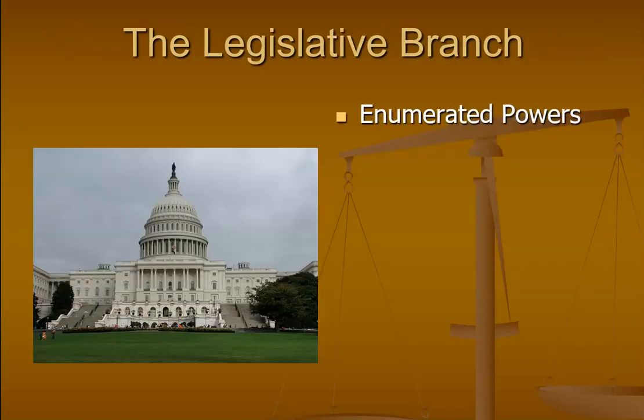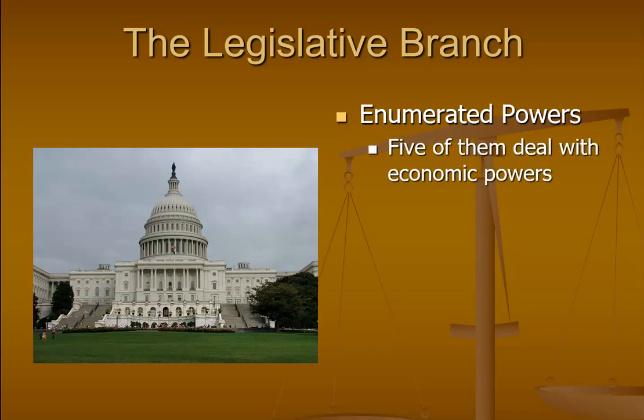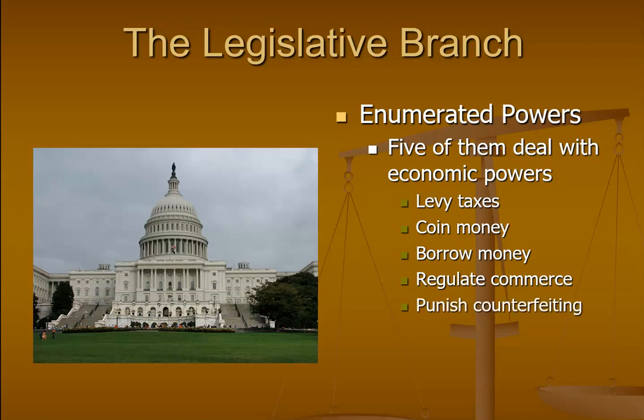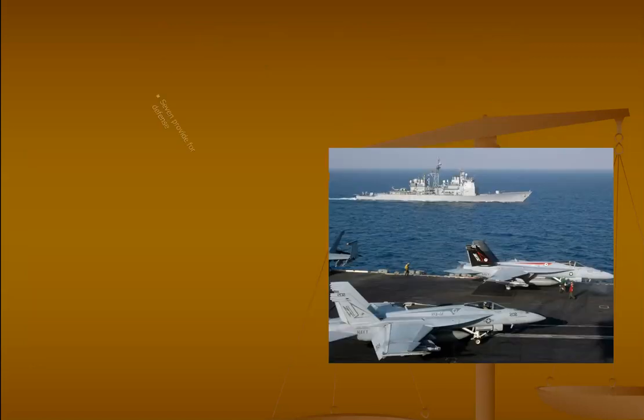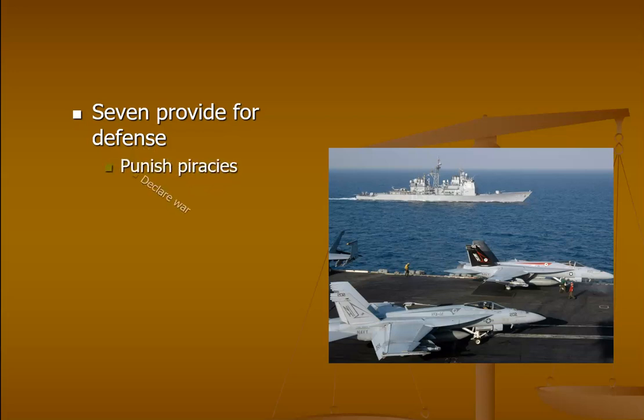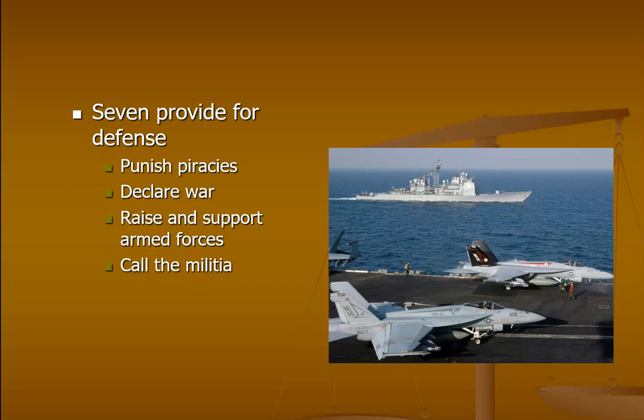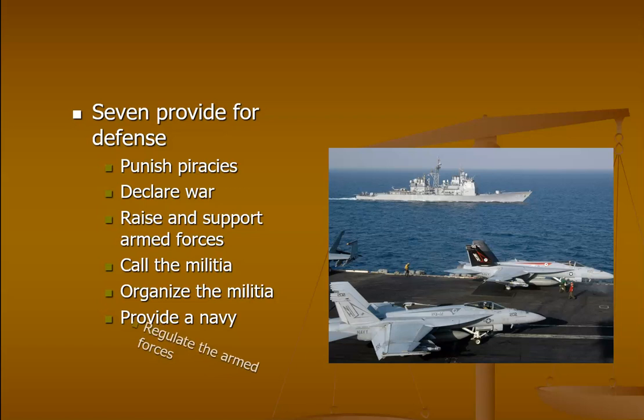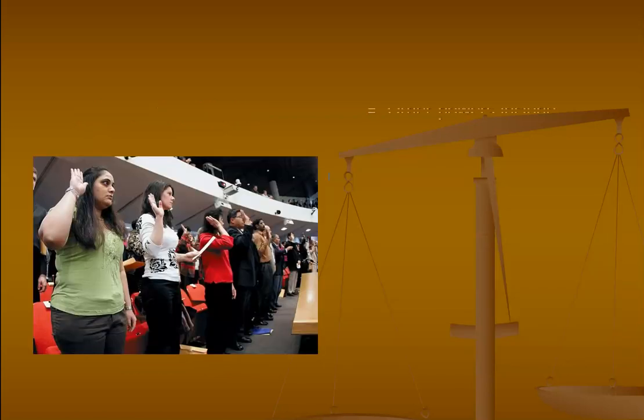First, the legislative branch. It has enumerated powers that are specifically listed in the Constitution. Five of them deal with economic powers: the ability to levy taxes, coin money, borrow money, regulate commerce, punish counterfeiting. Then there are also seven that are provided for defense: punish piracies, declare war, raise and support the armed forces, call the militia, organize the militia, provide a navy, and regulate the armed forces.